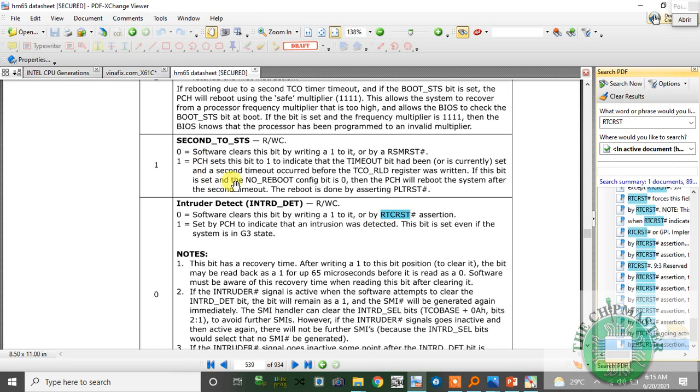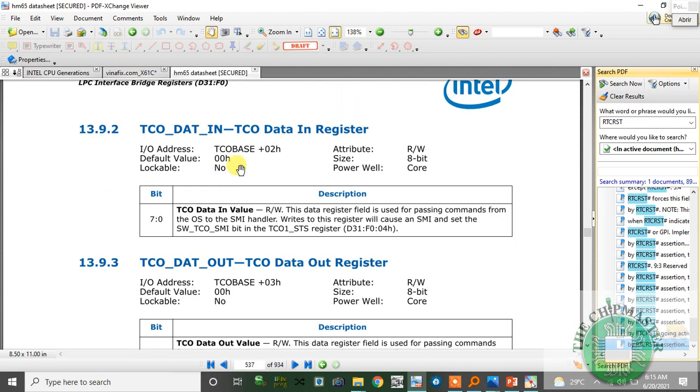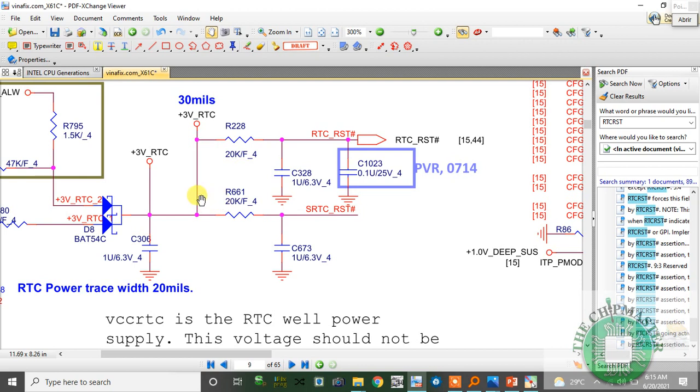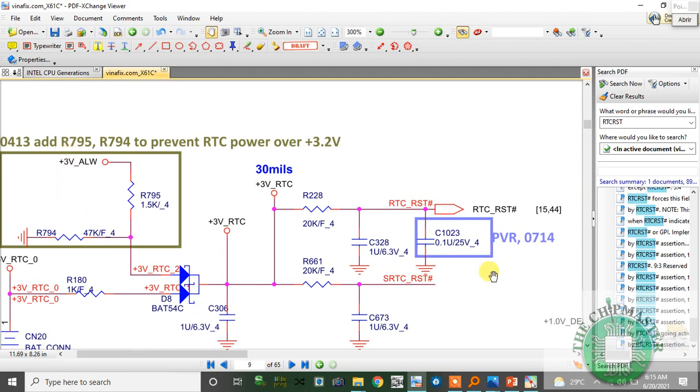SRTC reset is, as I said before, the management engine reset, the ME region reset firmware, right? So this is for the ME region, which is to reset the ME portion of the ME region well. That's basically what it is. All right, so the next signal.